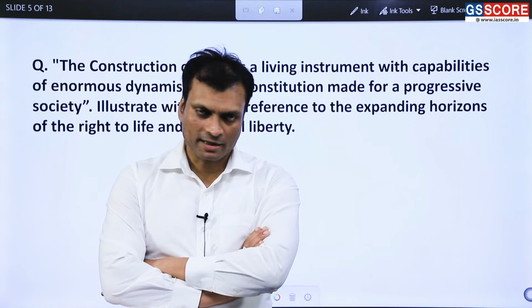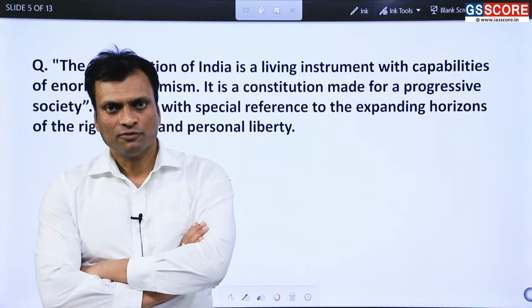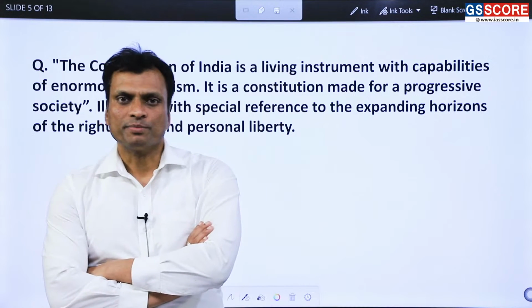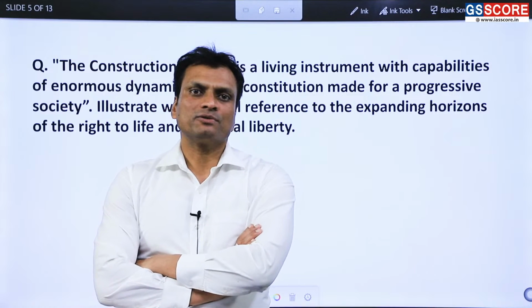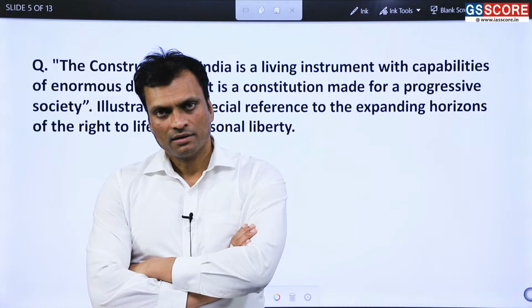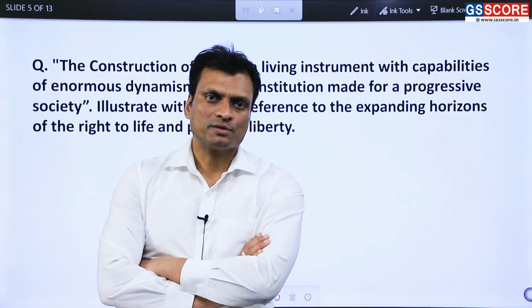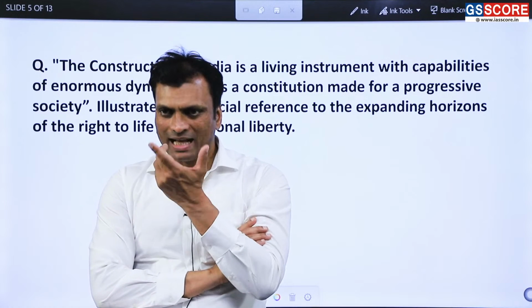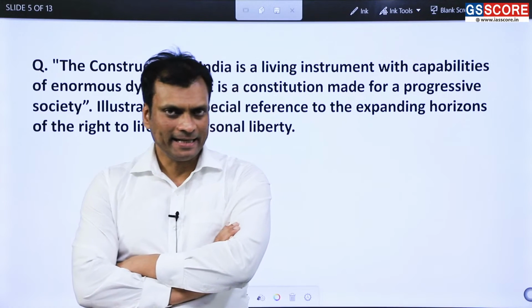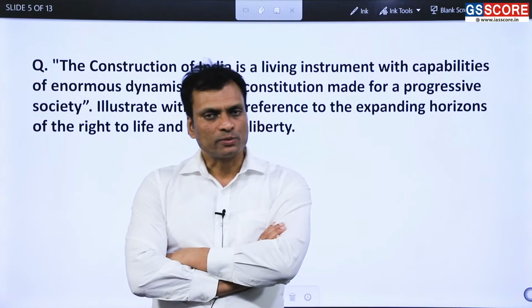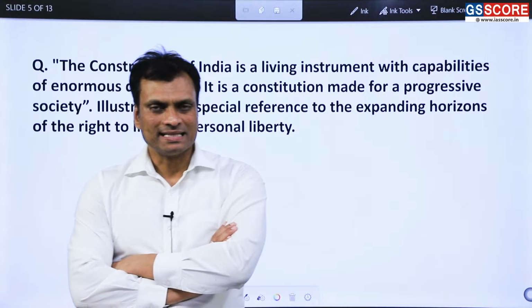Now, the first paragraph is done. Now the second paragraph. For example, in the Naz Foundation case, a Jarnail Singh case, the Supreme Court said that this particular section of IPC is unconstitutional and same-sex relation is purely valid because it falls under right to life and personal expression, Article 19. So the scope of Article 21 since the Menka judgment is increasing.